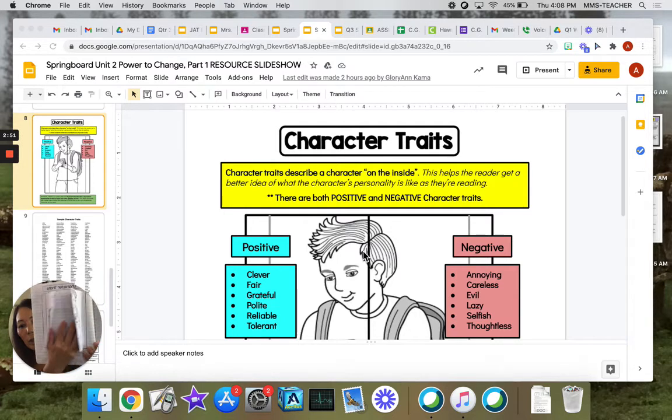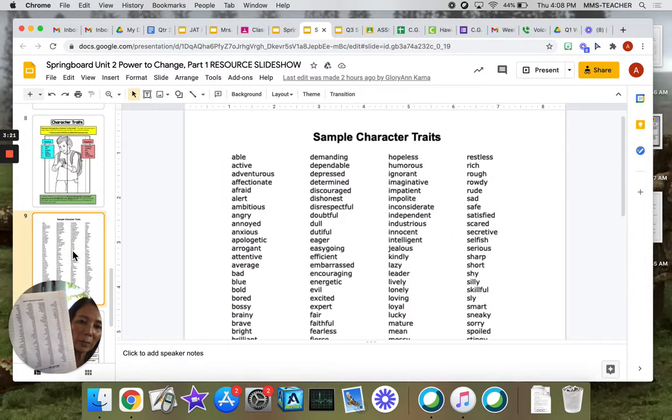Now, what I want you to do is on the inside of, open up the flaps in your composition book. On one side, please write positive. On the other side of the flap, open it up and please write negative. And what I want you to do is go to the next page in your composition book, and it's right here, slide number 9 on our resource slide.